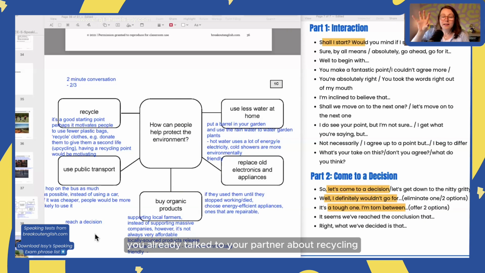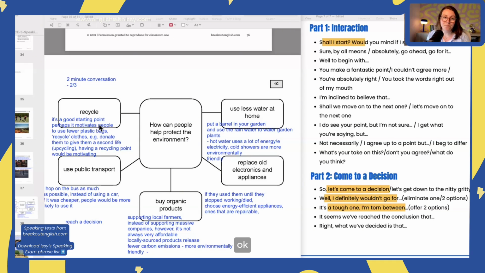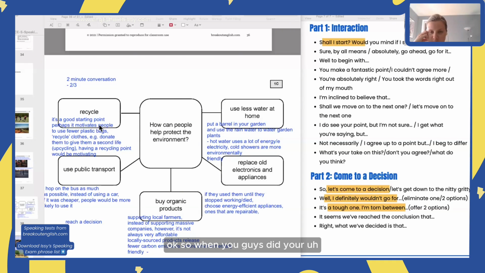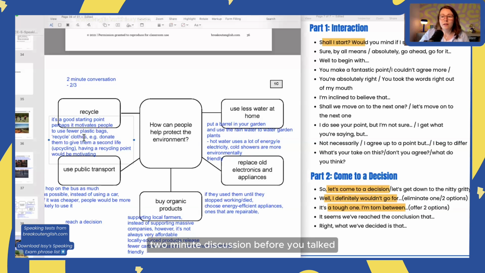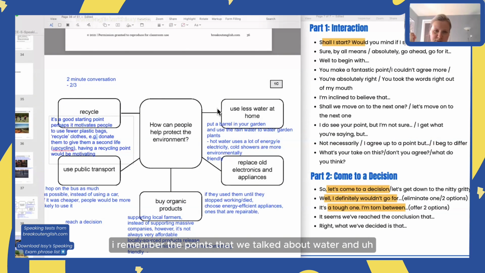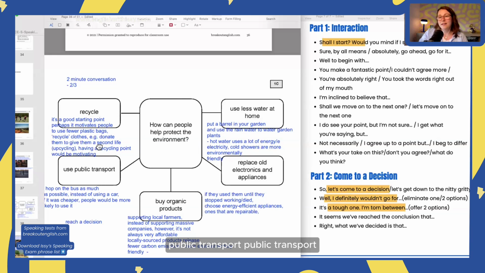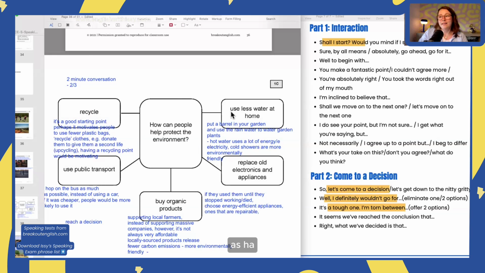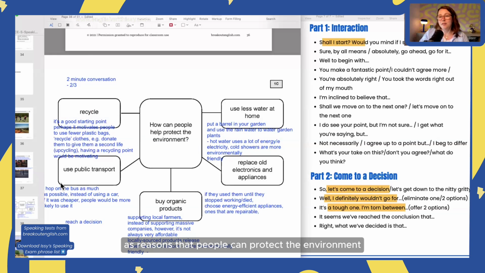In theory, you already talked to your partner about recycling above, so we're just reaching a decision here. We don't have to introduce new ideas. Okay? So when you did your 2-minute discussion before, I remember the points that we talked about: water and public transport as reasons that people can protect the environment.